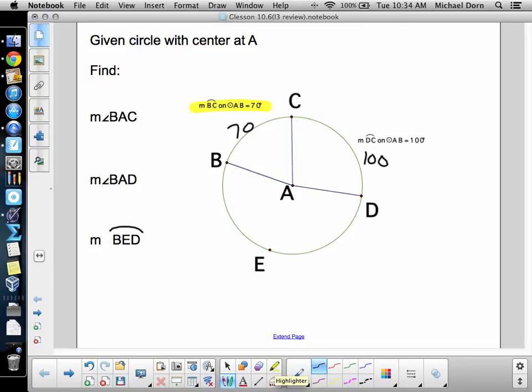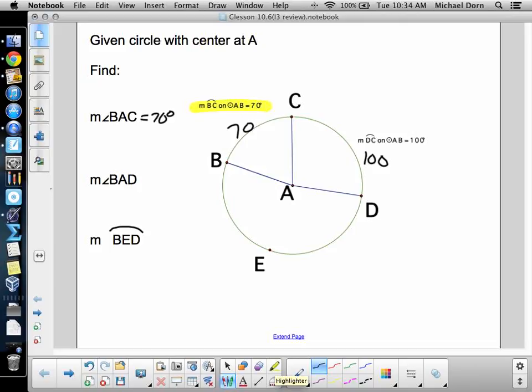Now, what type of angles do we have here? Central angles. How do we know that? Because the vertex is at the center. It's not that tough. And what's the relationship between a central angle and the measure of the corresponding arc? Equal. It's the easiest one out there because it's exactly the same. So measure of angle BAC is obviously 70 degrees.